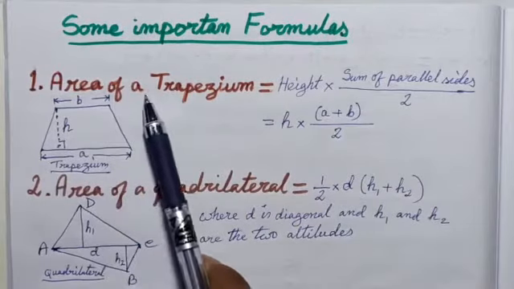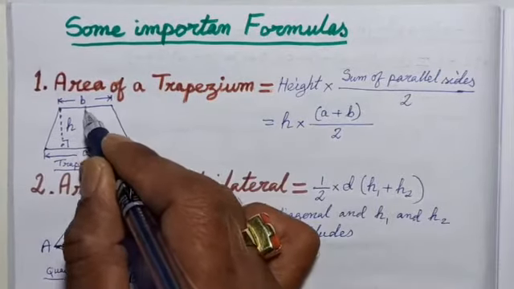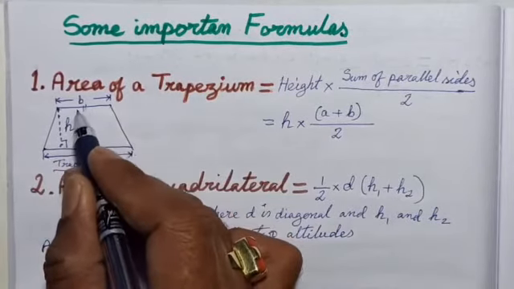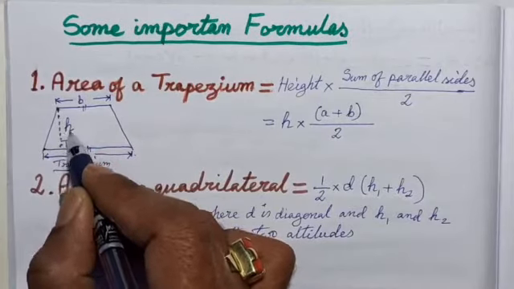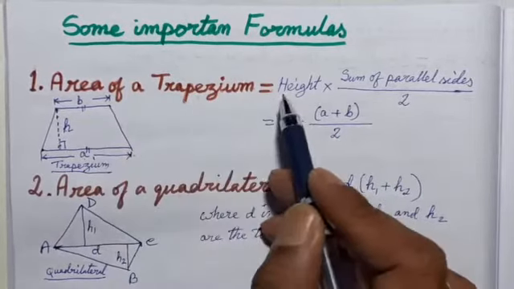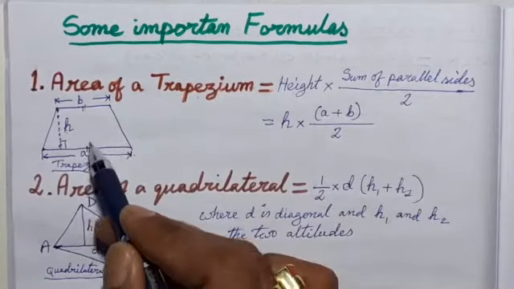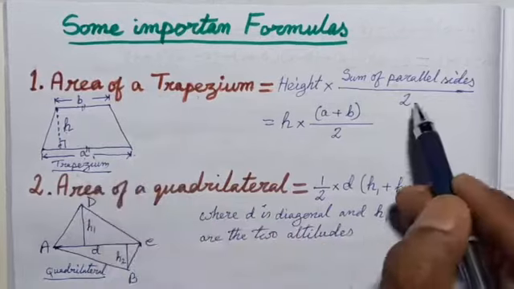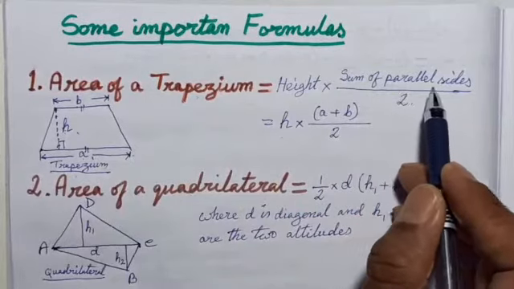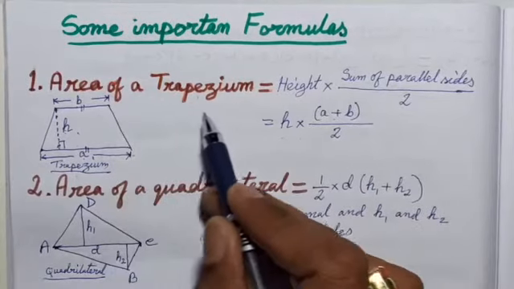Formula number 1, area of a trapezium. Here this figure is a trapezium. In this trapezium, these two sides are parallel, and the length of this side is A and the length of this side is B, and the distance between these two parallel sides is the height. So the area of a trapezium is height into the sum of the parallel sides, A plus B, divided by 2. This is the formula to find the area of a trapezium.